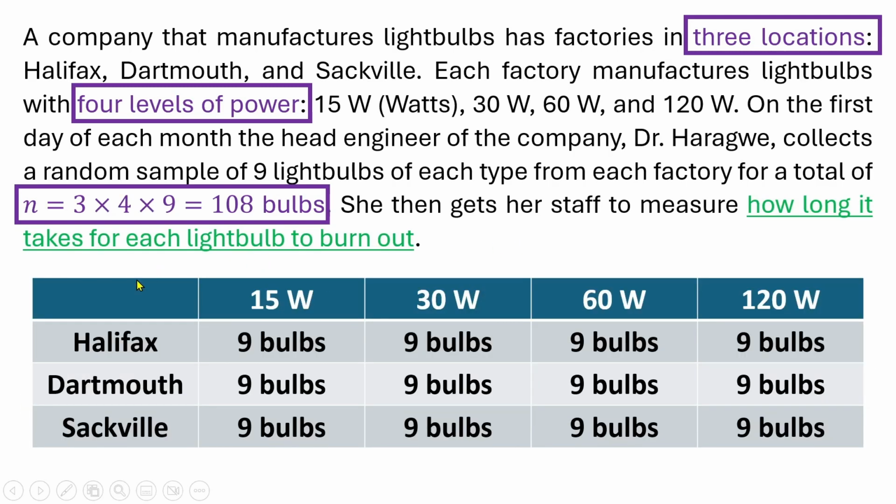So one way to visualize the way this experiment has been put together is to make a table like you're seeing here. One of the categorical variables, the location, is on one side, and then along the top we have the power, and you can see that we're drawing samples from 12 different populations. 9 light bulbs each, and then 9 times 12 is 108 light bulbs in total.